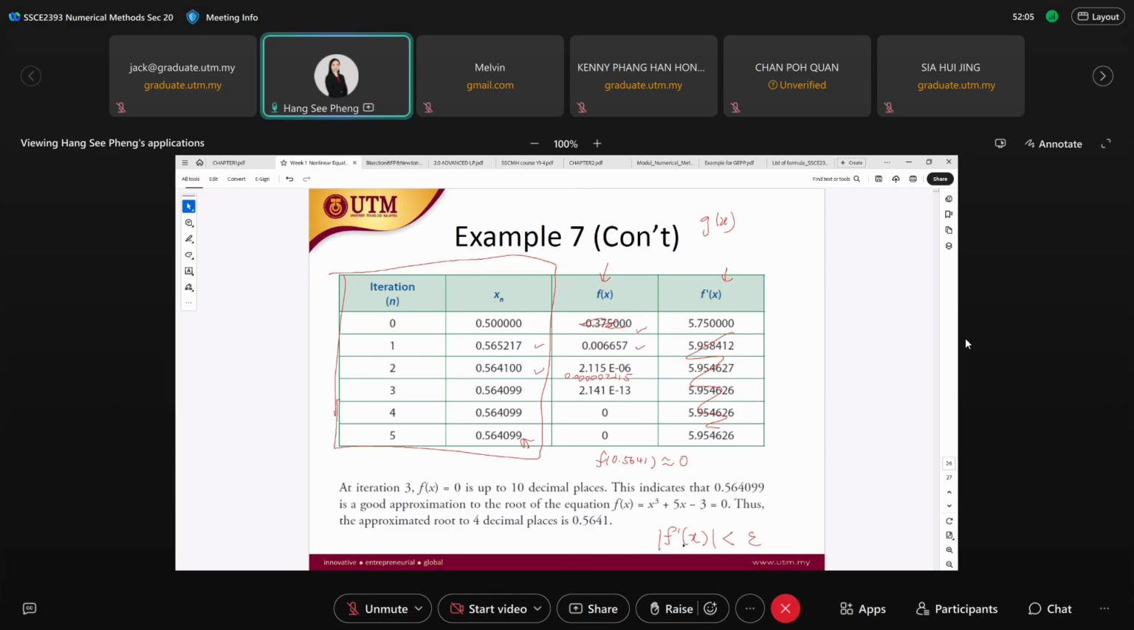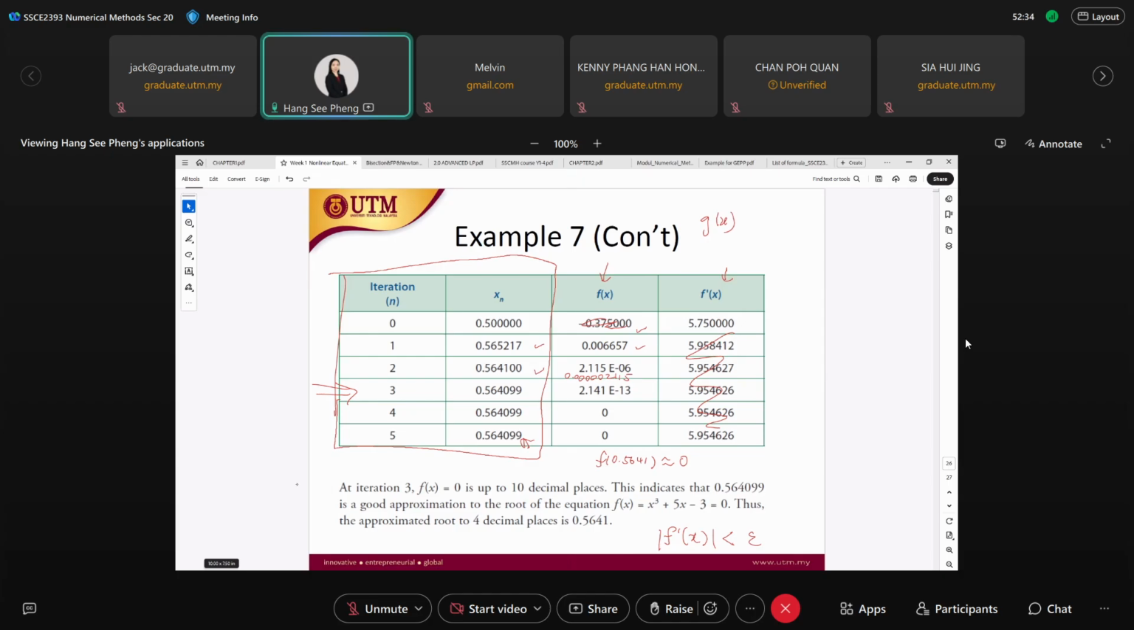Okay, so now at iteration 3, you can see the explanation here. At iteration 3, f(x) equal to 0 is up to 10 decimal places. Yeah, we want to consider more. But of course, in your textbook and in the exam, we won't ask you to consider up to 10 decimal places, but this note is just for you to understand better. Actually, we can calculate up to 10 decimal places or more than that.